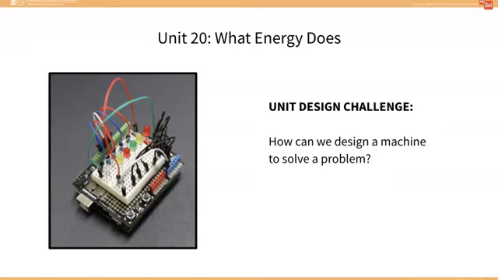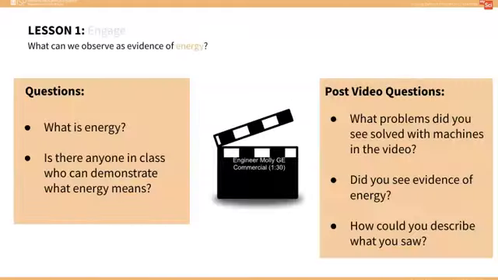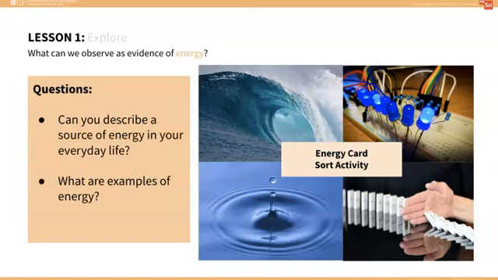Ask students to turn and talk to a partner, then to share out some answers to the whole class. You may want to write some of their ideas and questions on a piece of chart paper to revisit throughout the unit. In the engage portion of this lesson, students will discuss what they think energy is, watch a video that shows a series of machines created to solve problems, then discuss these post-video questions. Explain that in this unit, students will design a similar setup that uses different types of energy to complete a task.